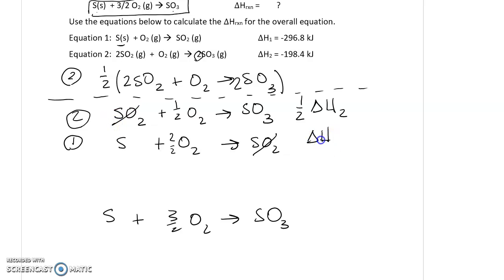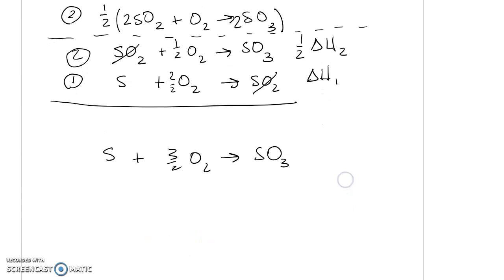This delta H1, we didn't change anything for 1, so I'll leave it as the same. Now if we sum those, it does equal our sulfur here, plus 3 halves of oxygen, and our SO3. So we've manipulated them. Now we just work on the delta H's. So our delta H of our reaction is going to be our half times our delta H for our second reaction plus our delta H1.